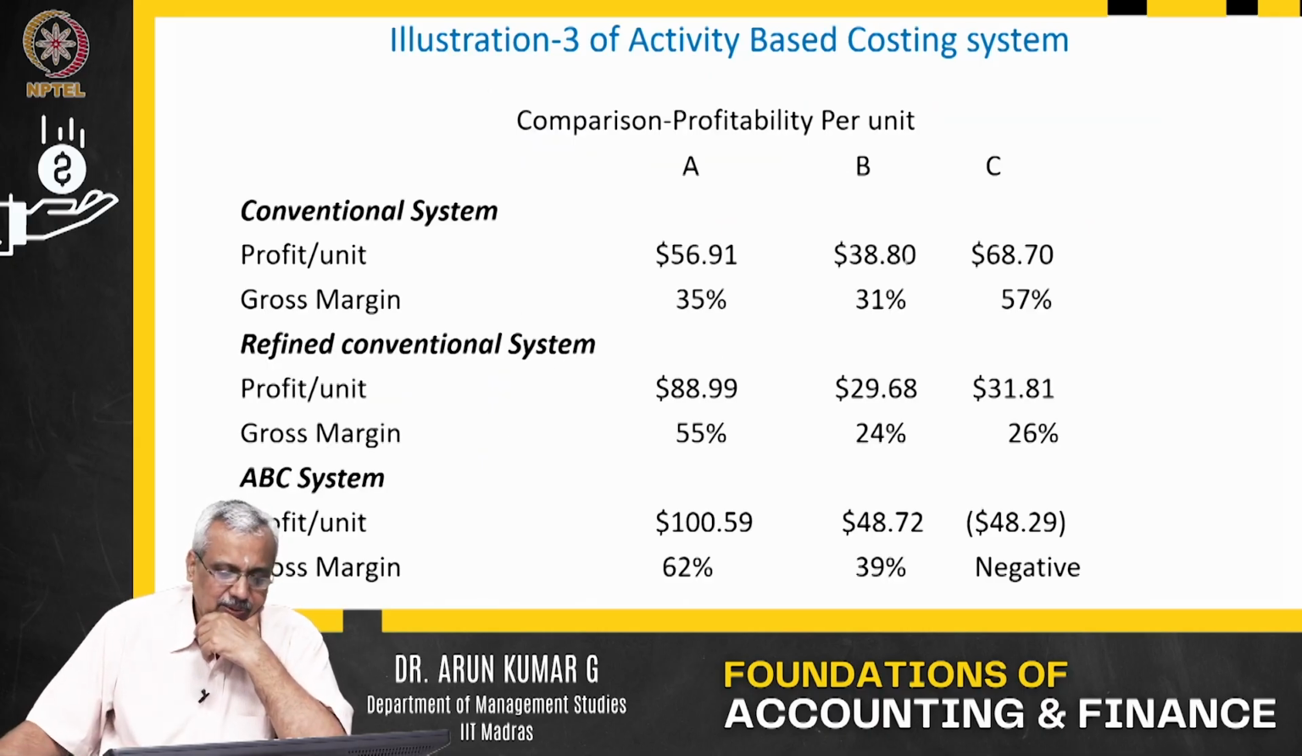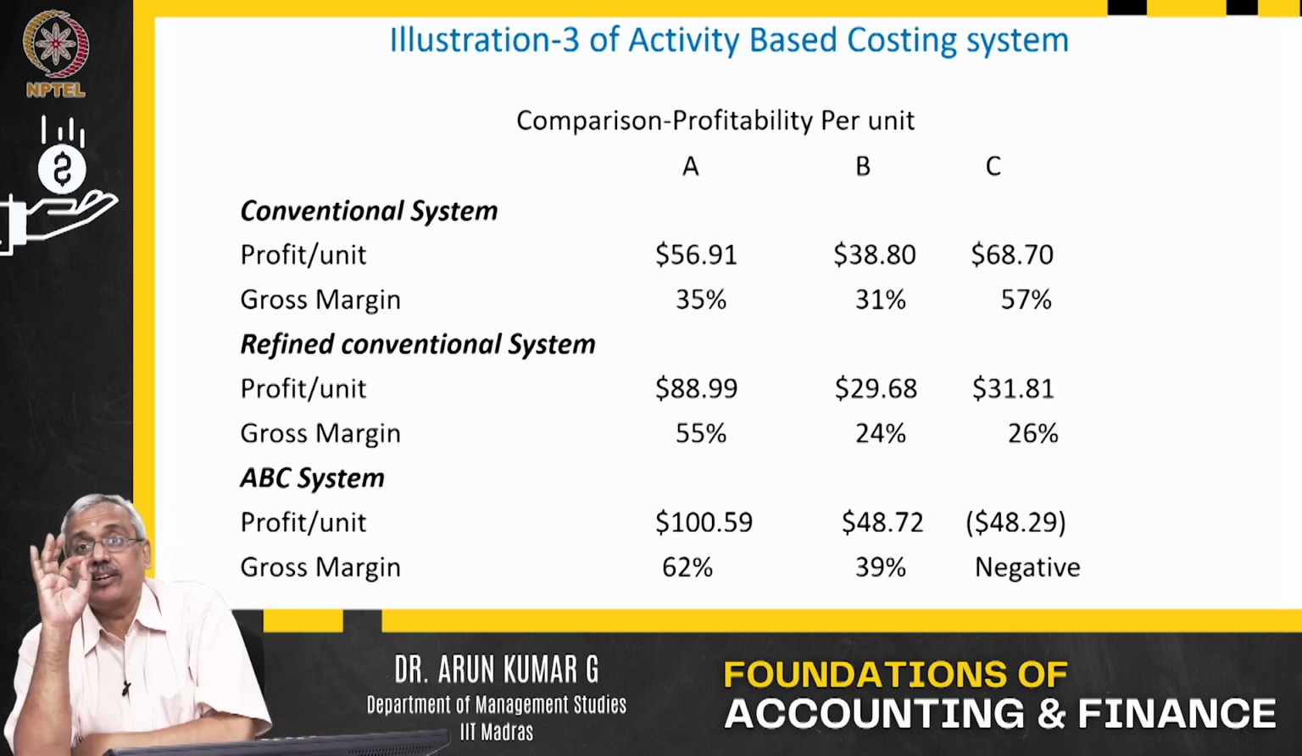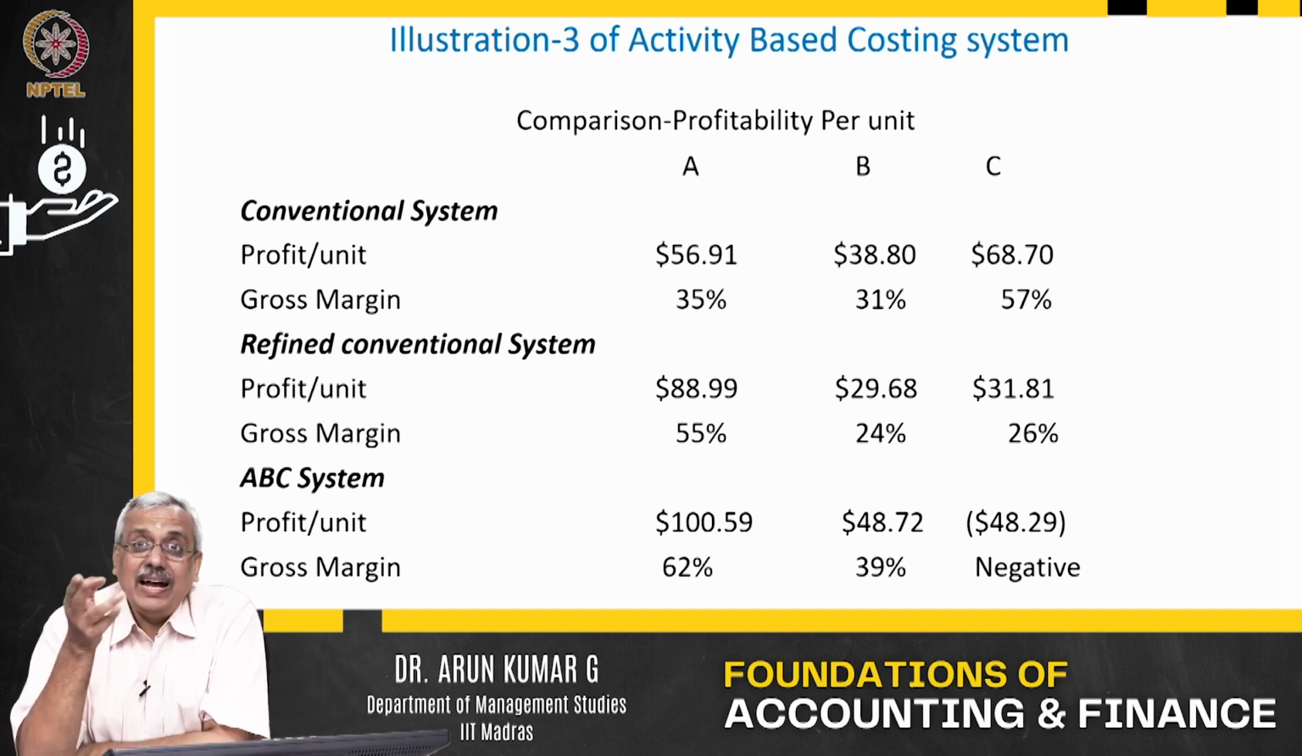You see this, I have given you the margins, the conventional approach. Whereas in reality, in product A, you are making about 62% margin. B, you are selling at 39%, and C, you are actually selling at a negative margin. Imagine if you had taken a decision based on the earlier allocation to drop product B and manufacture more of product C. Then what happens? You are heading for a disaster.